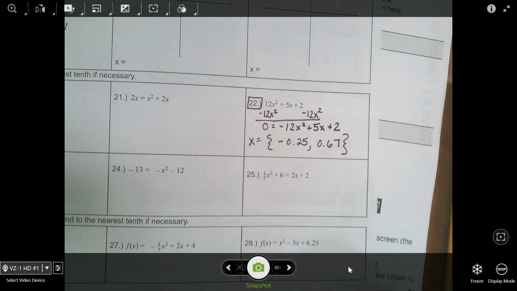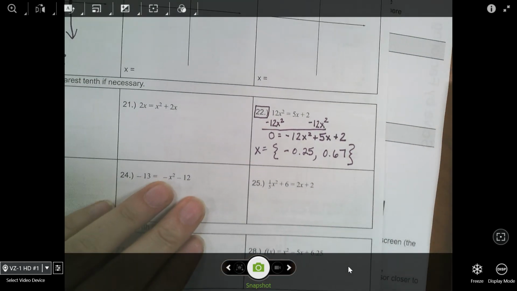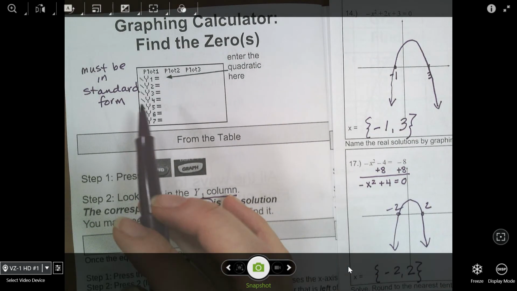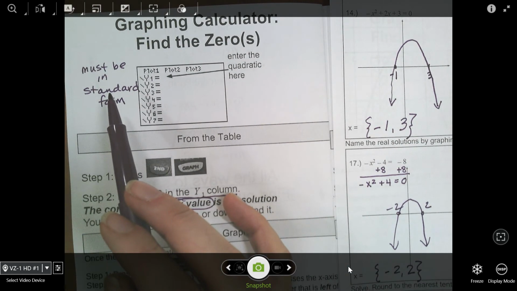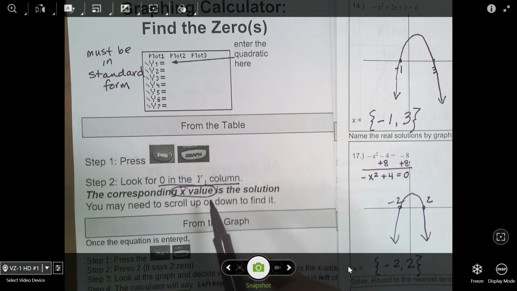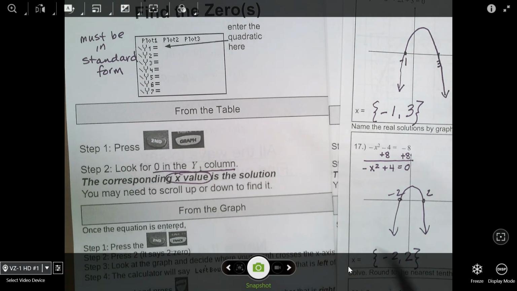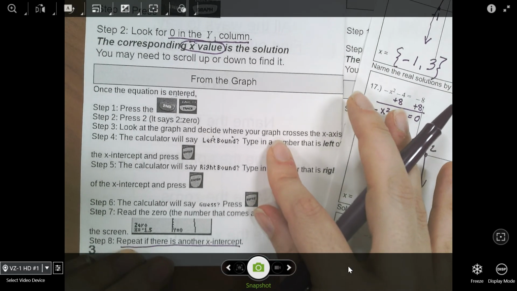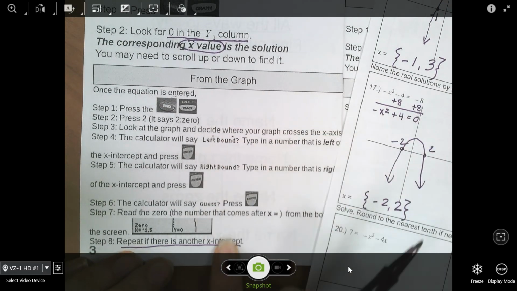So we have found all of our solutions. Just remember, you must be in standard form in order to use this method. Check your table first to see if you have nice solutions. That way you don't have to go through all those steps. And if you don't see it in the table, but you know it's crossing the x-axis, you're going to have to go through these steps next.